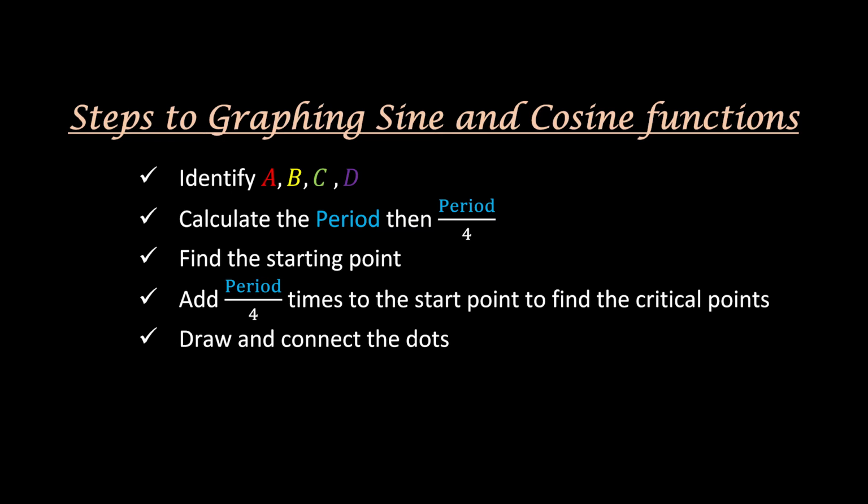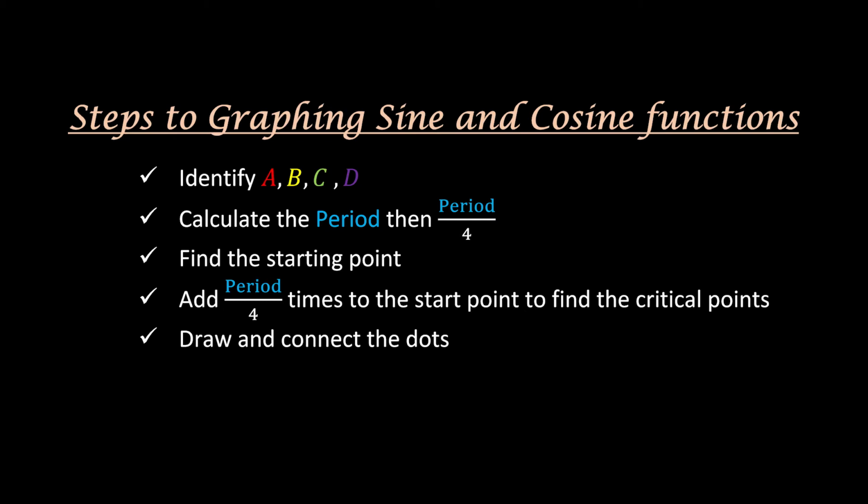Step 2 is to calculate the period. Remember how we can calculate the period. We take 2 pi and divide it by the absolute value of b. After we calculate the period, we have to calculate the period divided by 4. You'll see how that comes in handy later. Next, we're going to find the starting point. What is the first point of our graph? The only thing that should affect this is whether there's a horizontal or a vertical shift.